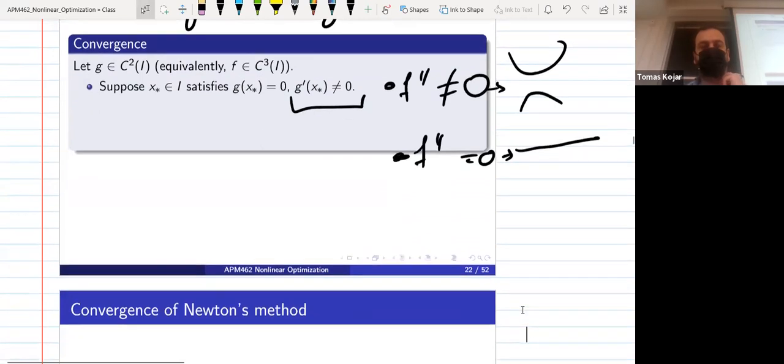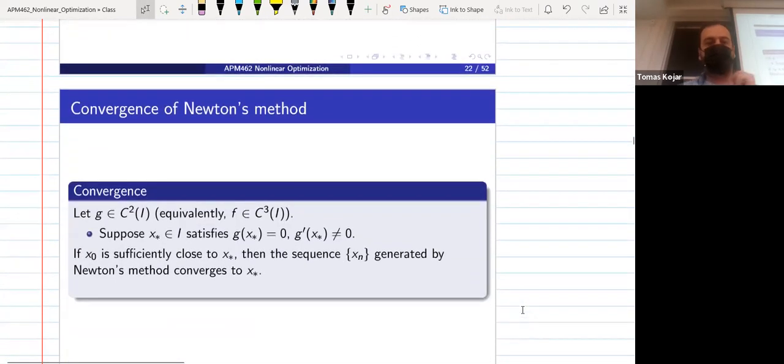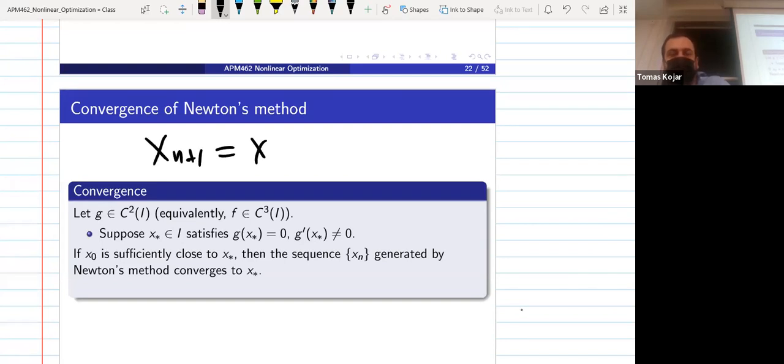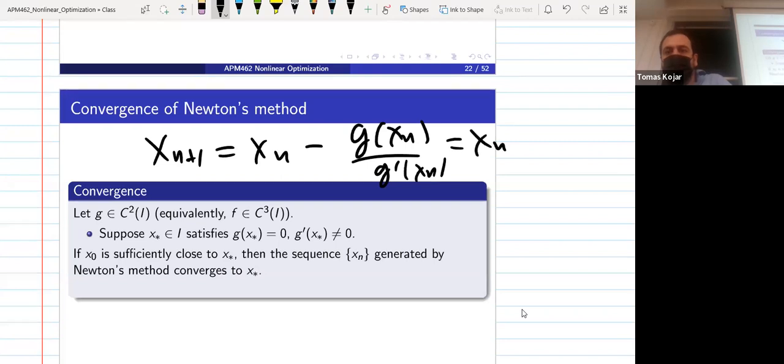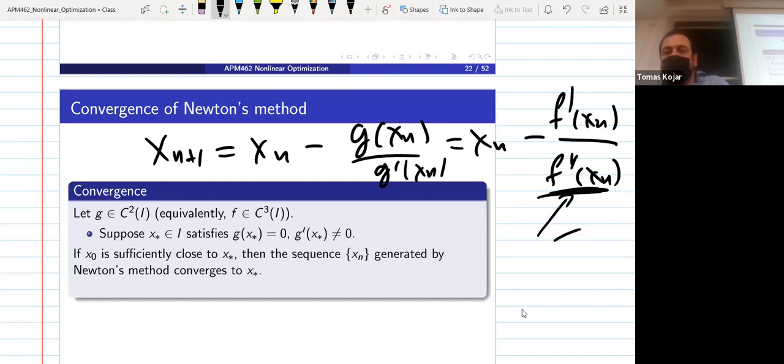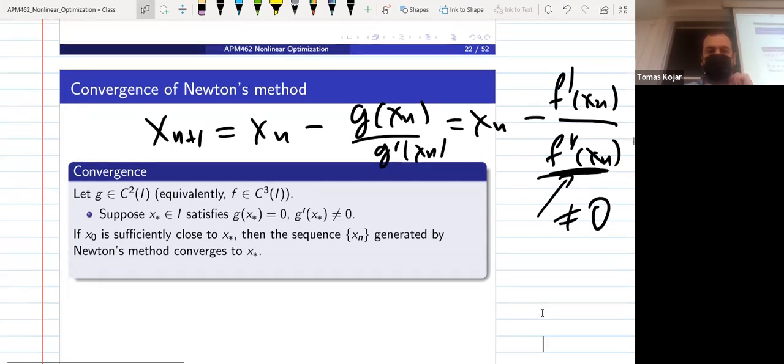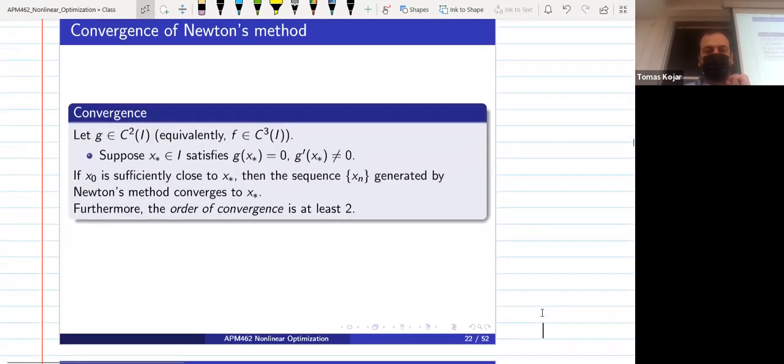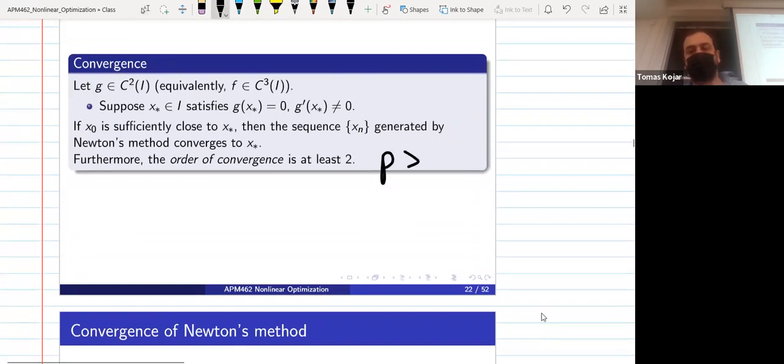So given these 2 conditions, we can use our Newton's method. Again, what is Newton's method? Just to drill it in your head, it is xn minus G of xn over G prime of xn, which is F prime of xn over F double prime of xn. In order to do Newton's method, I need the thing I divide by to be not zero. That's all. And we're going to show that P is at least 2.